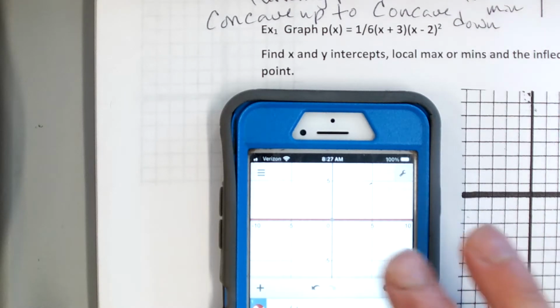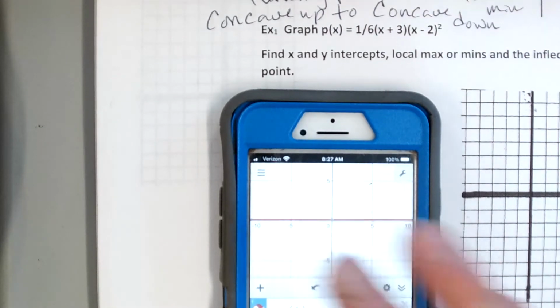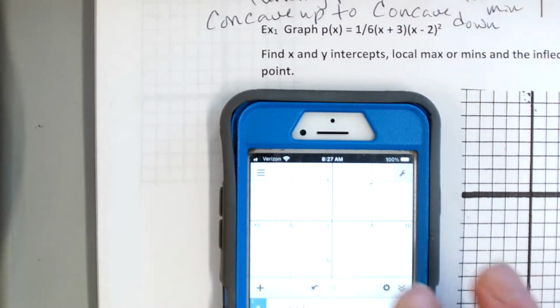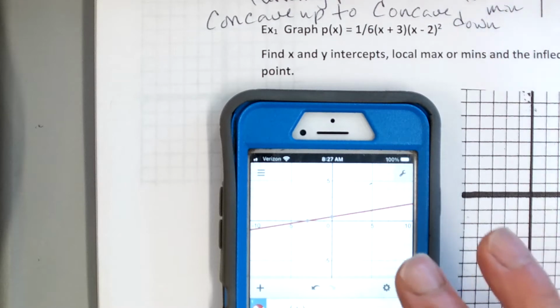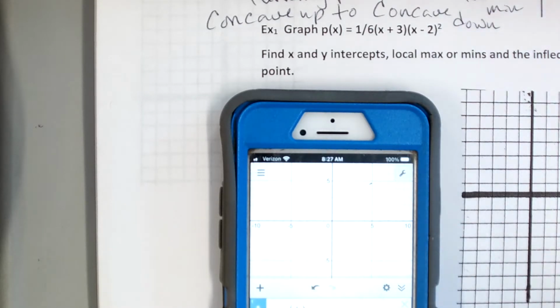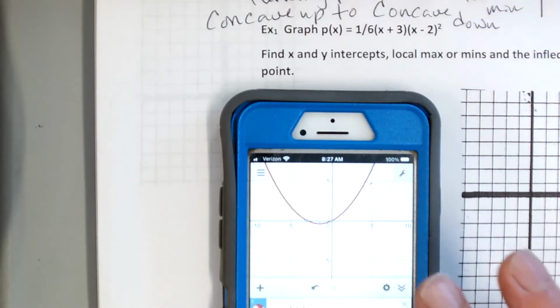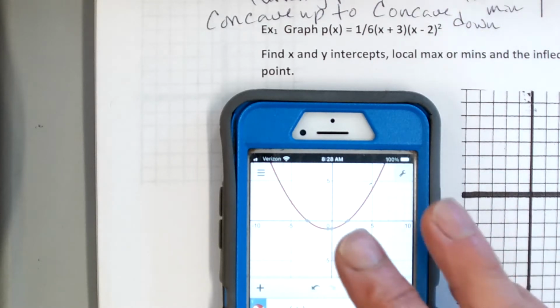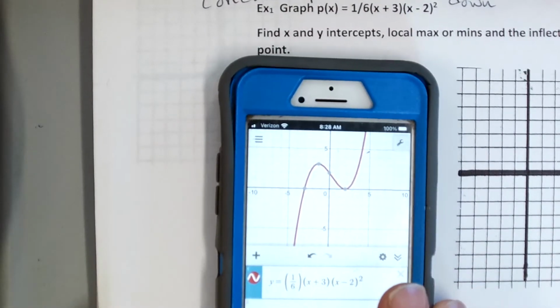over, and then I'll do my parentheses, and I'll do an x plus 3. Oops. X plus 3, parentheses, we'll do an x minus 2, and I'll square it, okay? There we go. Okay, so there's my graph.